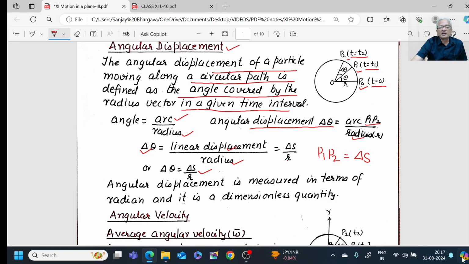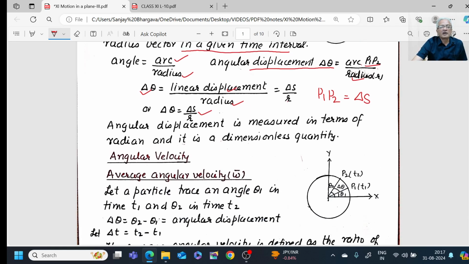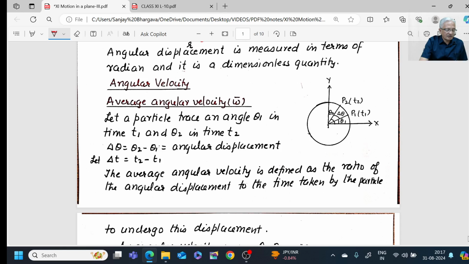Angular displacement is measured in terms of radian, and it is supposed to be a dimensionless quantity because it's the ratio of two distances, linear displacement and the radius. The second variable is angular velocity. We'll define average angular velocity and instantaneous angular velocity.